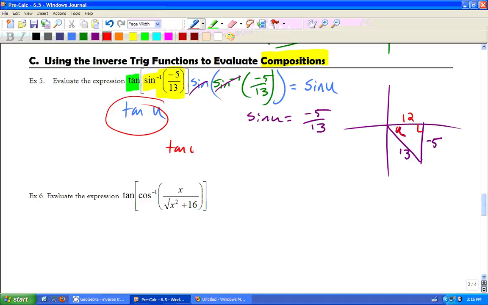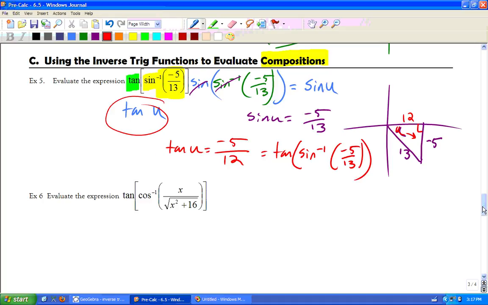The tangent of u equals the opposite over the adjacent. Opposite of u is negative 5. The adjacent is 12. So the tangent of u equals negative 5/12. The u, we said, was the sine inverse of negative 5/13. So the tangent of the sine inverse of negative 5/13 equals negative 5/12. You'll get a bunch of practice of those in class.